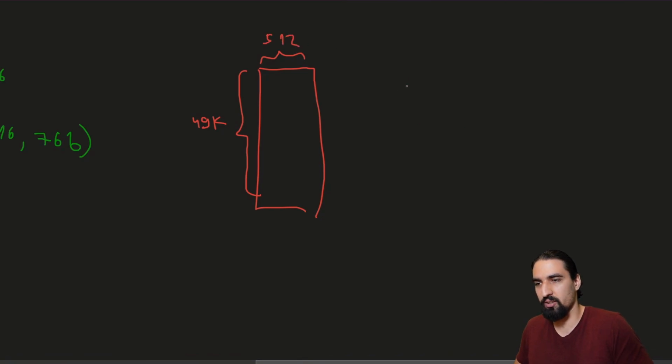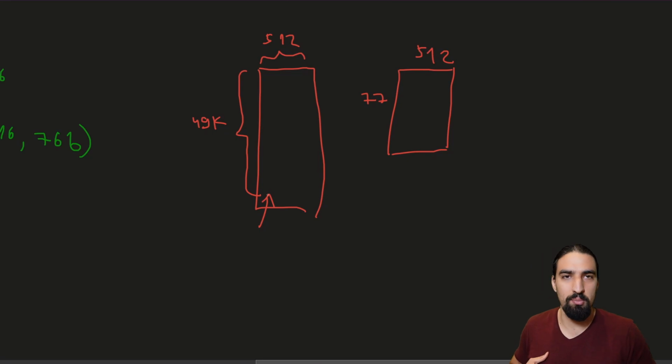And then we have an additional table that's going to be the context length, which is going to be 77. And then also it's going to be 512. So this is basically the table we use to embed our tokens. And this is the positional encoding table.